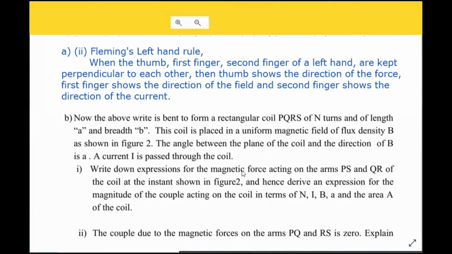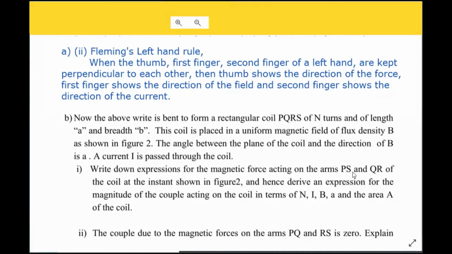Write down expressions for the magnetic force acting on the arms PS and QR of the coil at the instant shown in figure 2, and hence derive an expression for the magnitude of the couple acting on the coil in terms of N, I, B, alpha, and the area capital A of the coil. Right? Magnitude of, which means we should find the forces and we should find the couple acting on the coil.